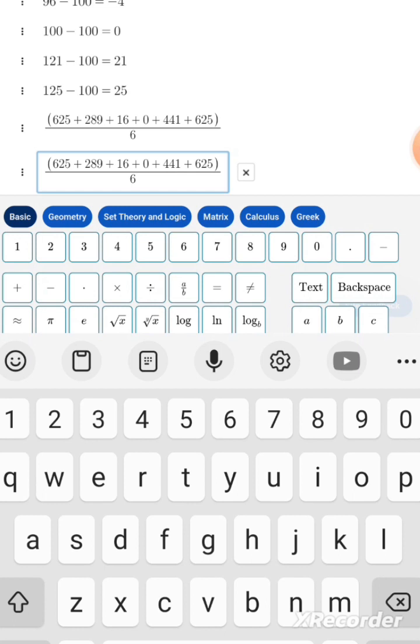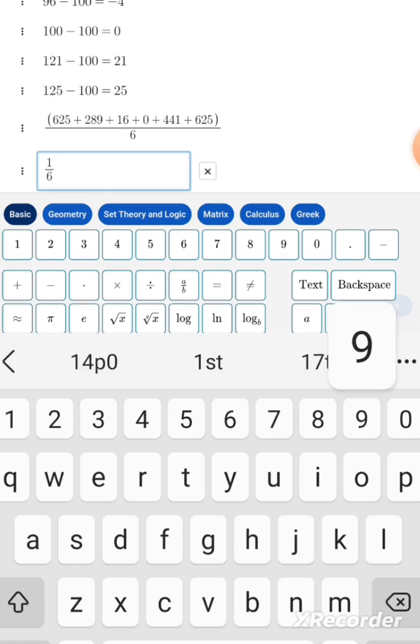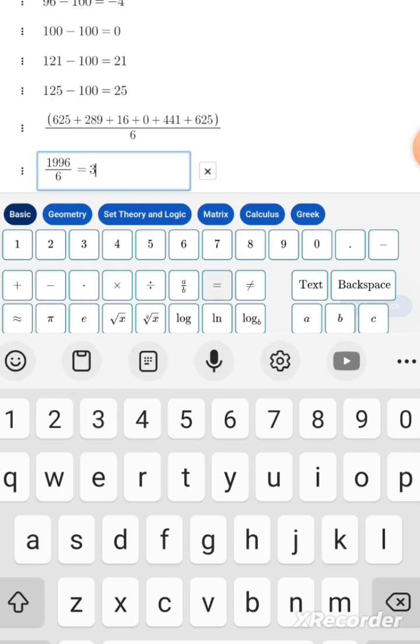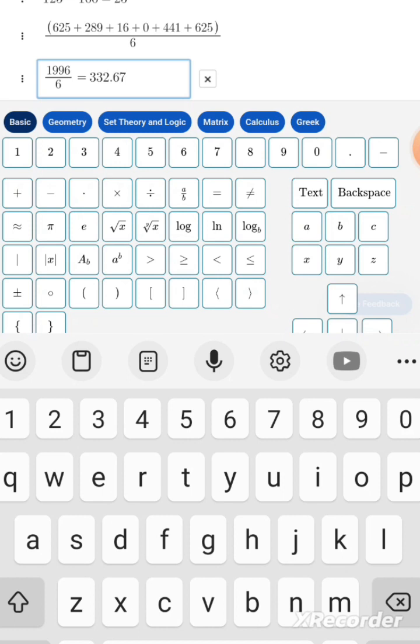When you add all of those together, what you actually end up with is a total sum of 1,996. So we end up with 1,996 divided by 6, and that gives us approximately 332.67. So your variance for this problem is 332.67.